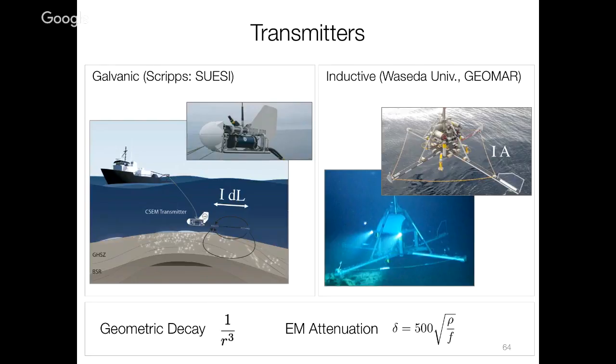So that's a grounded source. You could also have an inductive source. There's a couple of universities, one in Japan, Osaka University, and then also Geomar, that have systems that look like this. So now, here's a loop of wire, strung over here, and it's got a certain area. You pump a current through that, you get a dipole moment, and you drag that over the top. It'll induce currents into something.